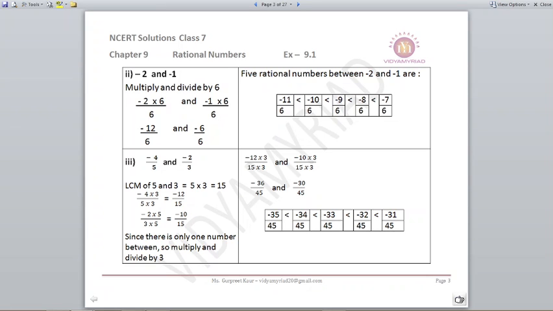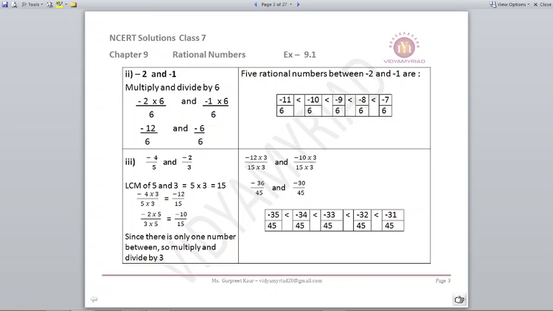Number 2, -2 and -1. Multiply and divide by 6, you get -12 upon 6 and -6 upon 6. So all the numbers lying between -12 and -6 will be the rational numbers that lie between -2 and -1.